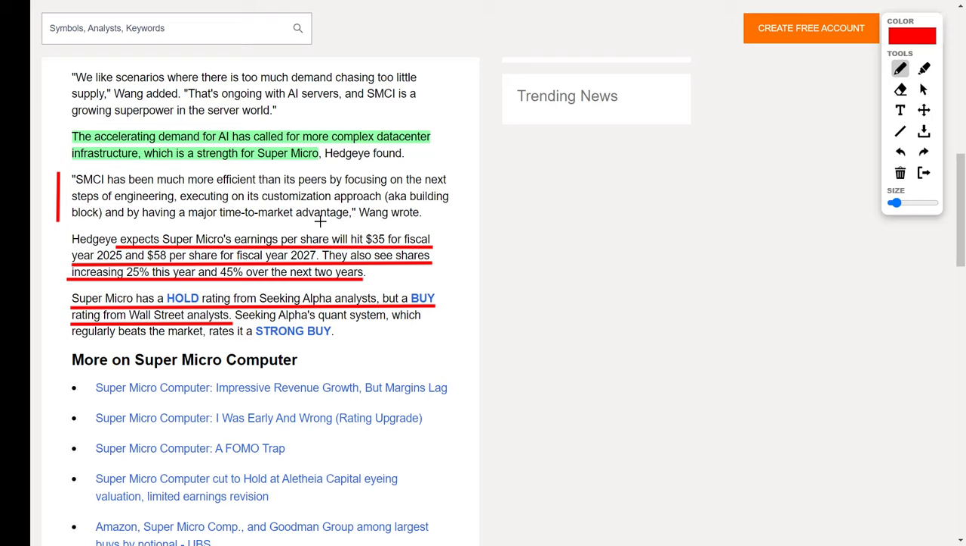But here's the best part in my opinion. In regards to their fundamentals, Supermicro's earnings per share, apparently, according to this article, will hit $35 for fiscal year 2025, and that will surge up to $58 per share for fiscal year 2027. That's why this author believes that this company's shares could increase by 25% this year and 45% over the next 2 years. This is amazing news. So much so that Wall Street analysts have a buy rating on this company, while Seeking Alpha analysts have a hold rating. So I'd love to hear your thoughts about this company down below in the comments.